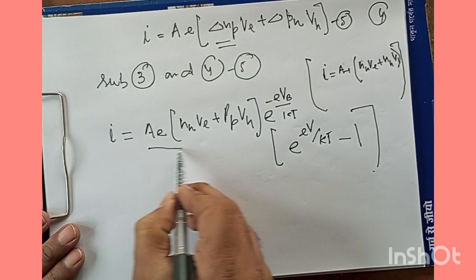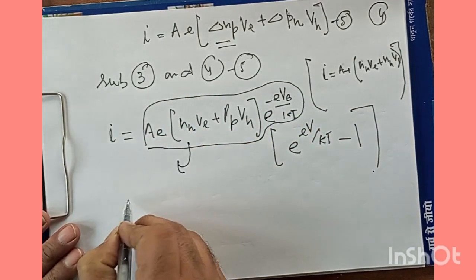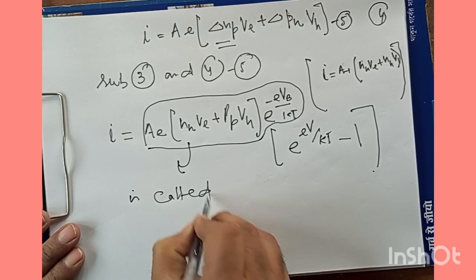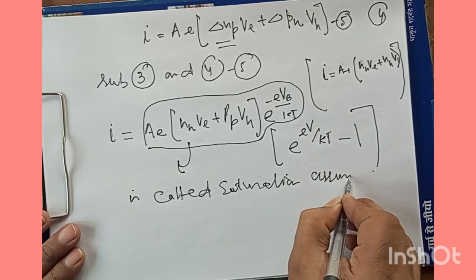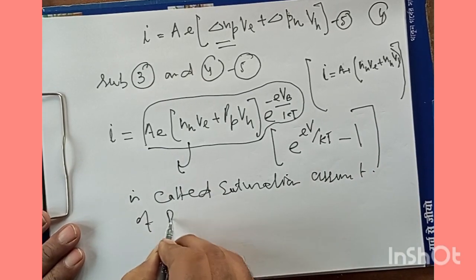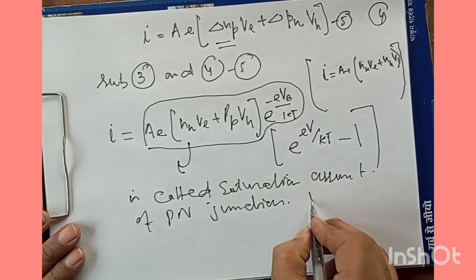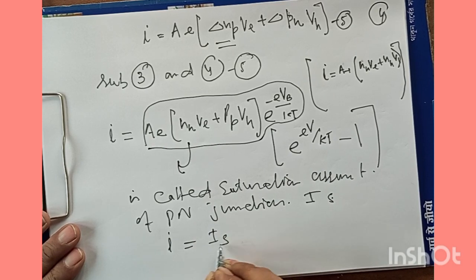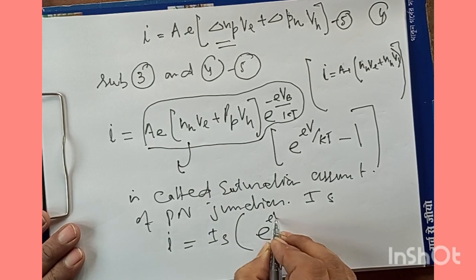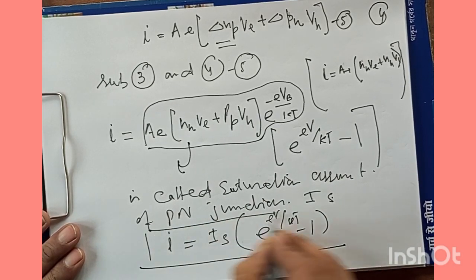This whole thing here is substituted for the saturation current. This whole thing is called the saturation current of the PN junction, and that is symbolized as IS. So what we get from this equation is that the current is equal to IS times e to the power of EV by KT minus 1. Now this is the diode equation.